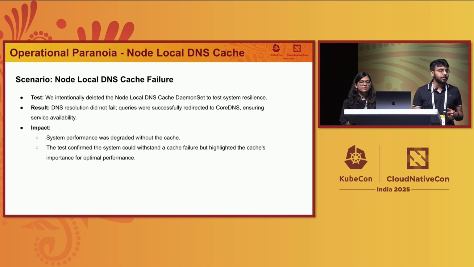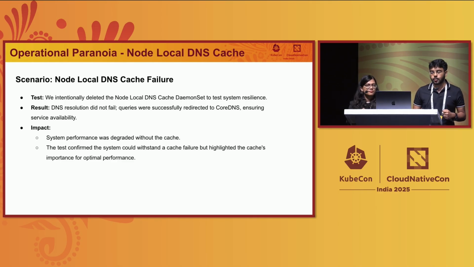Now let's look at something more important for system sustainability, which is operational paranoia. Operational paranoia is a proactive and disciplined mindset for engineers to assume that systems can fail in an inconvenient and unexpected manner. It is the art of asking "what if" on every component and dependency in the system. Now let's look at two scenarios for that.